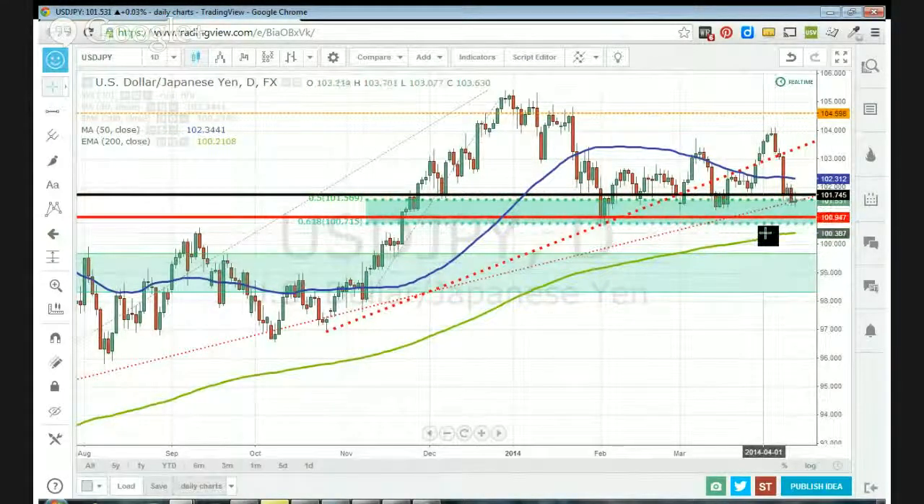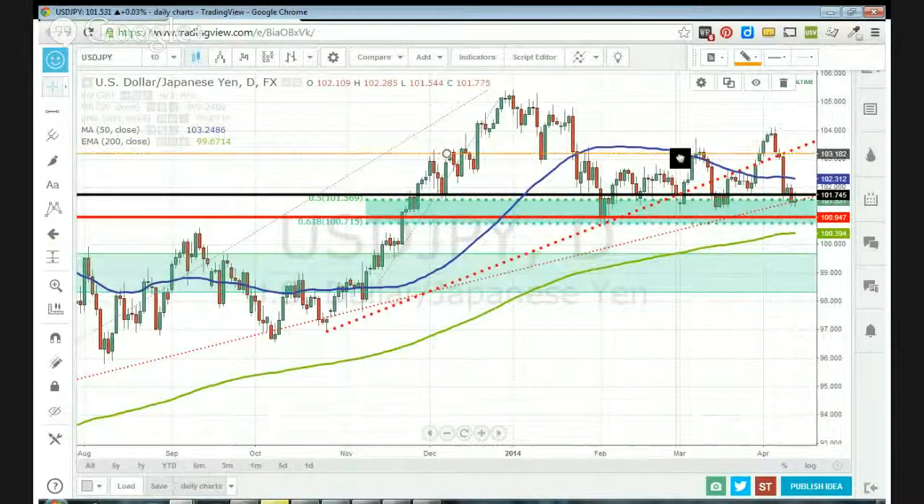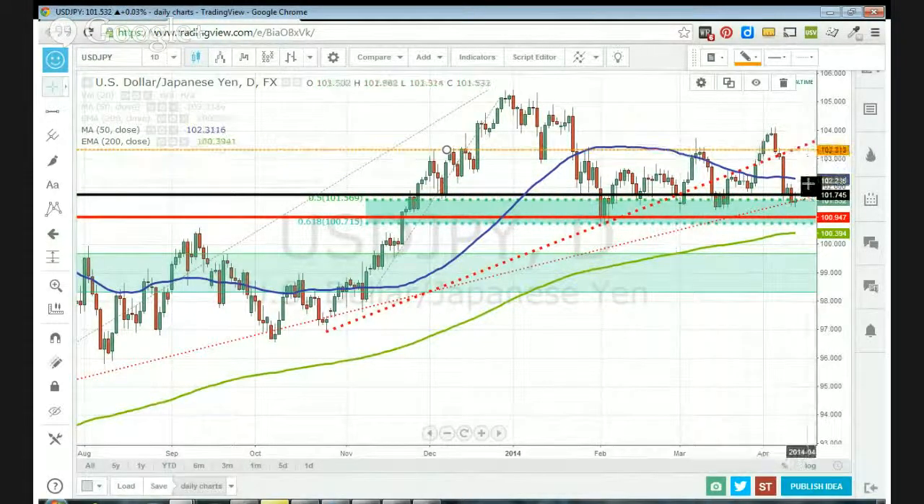In general, I still think the yen is going to head higher soon. I think we're bottoming, but we'll see. But yeah, nothing to do really on this position, except one adjustment I should make: once we close above this level, 103.31, then I can move my stop to break even on my dollar yen position.